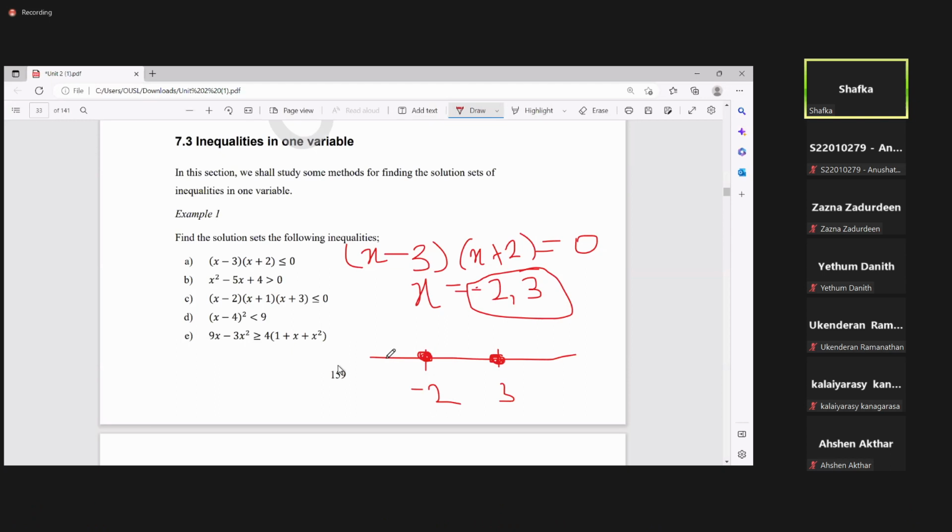Then what about the regions? Now we have region 1, region 2, and region 3. We have to think about whether this region satisfies the inequality, or this region, or this region. How to identify that? The easiest way: take any real number which is lesser than minus 2. Give me an example.